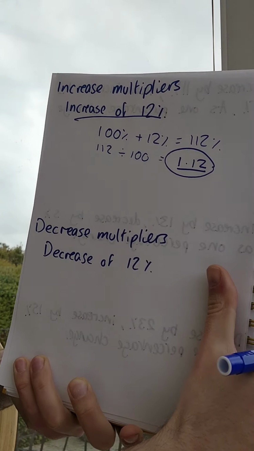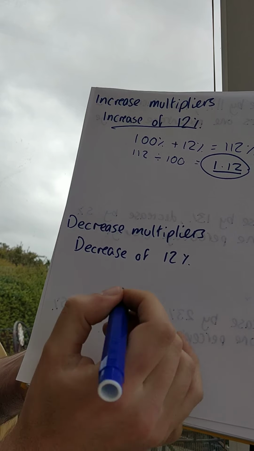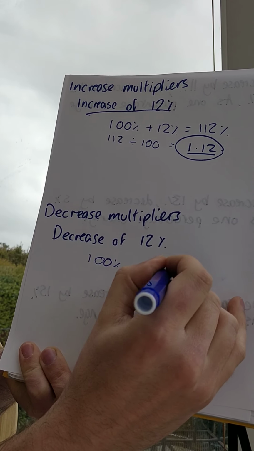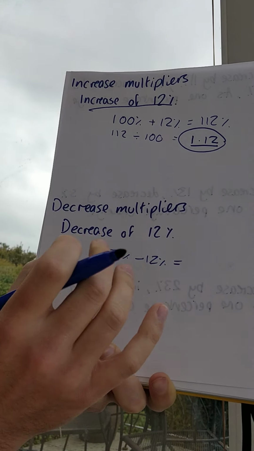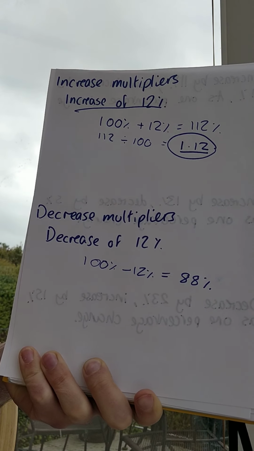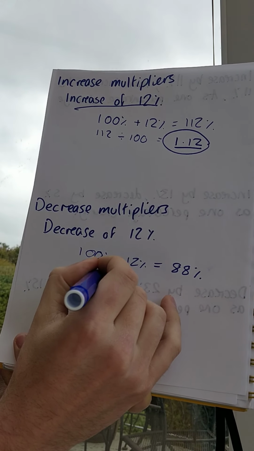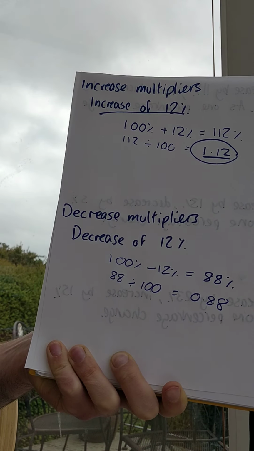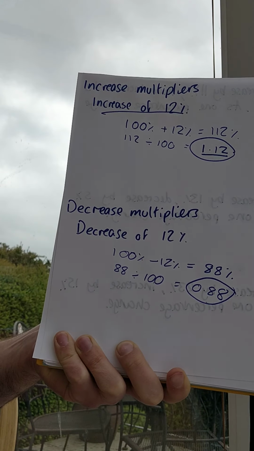Now in a similar way, if you want to do a decrease, so decrease multipliers, a decrease of 12%, you are looking for a value taking away 12% of that value. If you think about percentage change, the way we did it before, is find 12% and take it away. So this is what you're doing: 100 take away 12, which gives you 88%. Now you might already be able to guess what a decimal multiplier is. So you do 88%, or 88 divided by 100, and you get 0.88. So if you want to decrease something by 12%, you times it by 0.88.